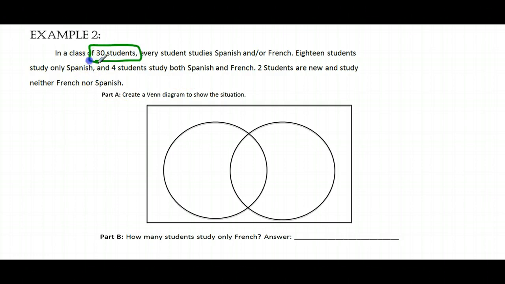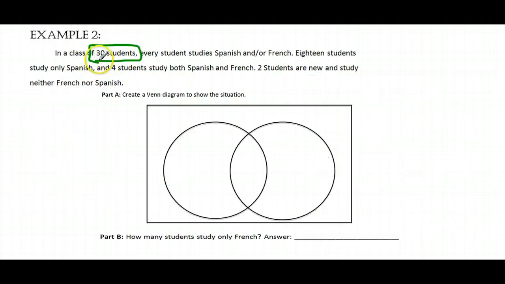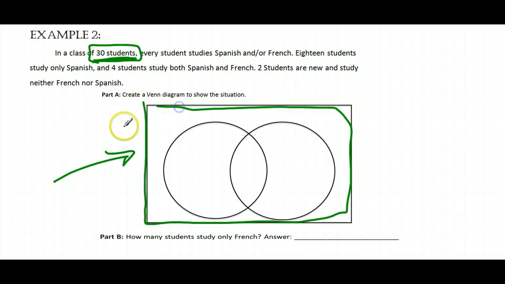We're going to start off with our 30 students, because that is basically like our universe. In the last problem, we said that all 6th graders were in our universe. In this problem, all we're talking about is the 30 students in the class. So we need to make sure that inside our universe here, we've got 30 students. Now we're going to start filling in the stuff that we know. We've got Spanish and French, so I'm going to put an S in this one and an F in that one. Spanish would be this circle, French would be this circle.